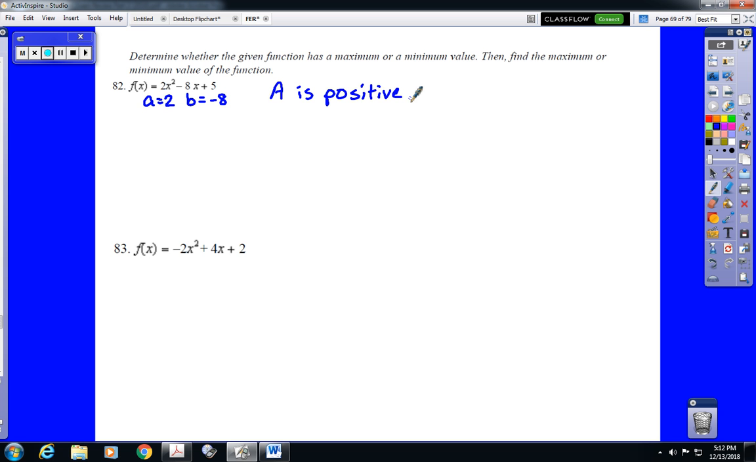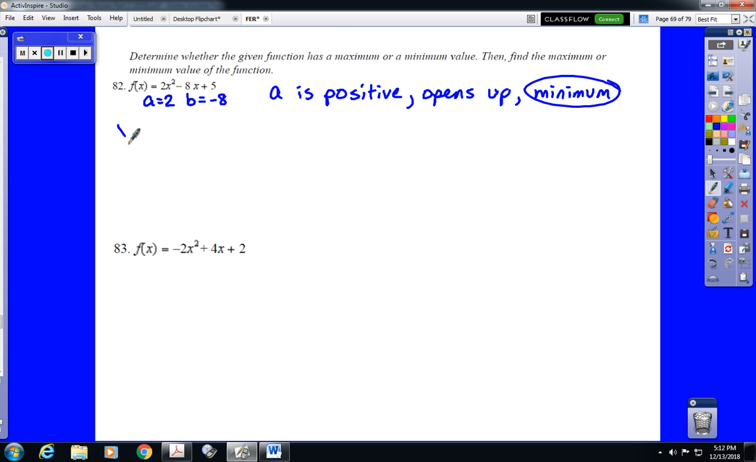So since a is positive, and really I should use a lowercase a, so let me fix that, that tells me that this graph opens up, which means I have a minimum value. So that's the first part of the answer, is just look at the sign on a. If a is positive, it opens up and has a minimum. If a is negative, it opens down and has a maximum.